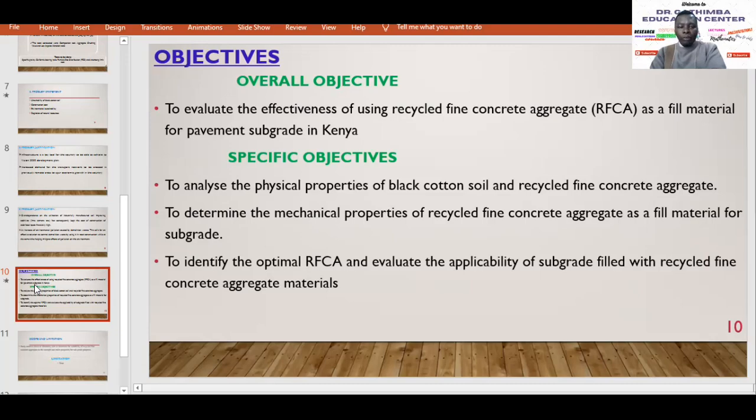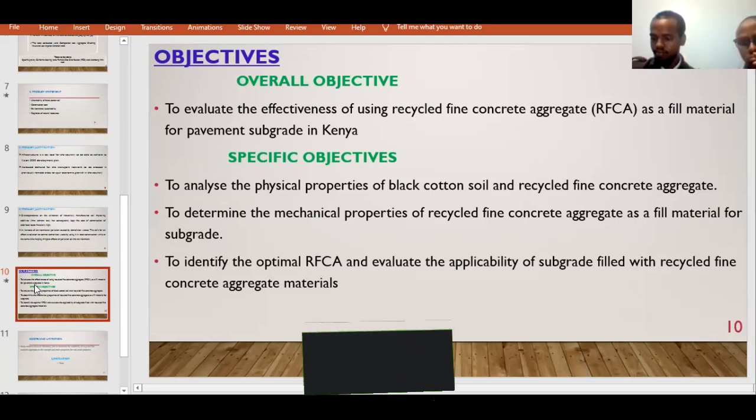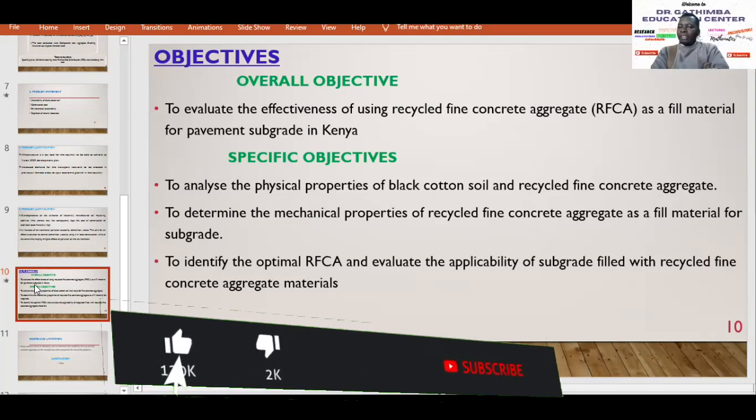And then the second one is saying to determine the mechanical properties. Oh, physical and mechanical. Physical and, yeah, two different properties. No, that one should be put into the same objective. To analyze the physical and mechanical properties should be one objective. And then you talk of recycled concrete fines. Do you know why I'm not saying fine aggregate?